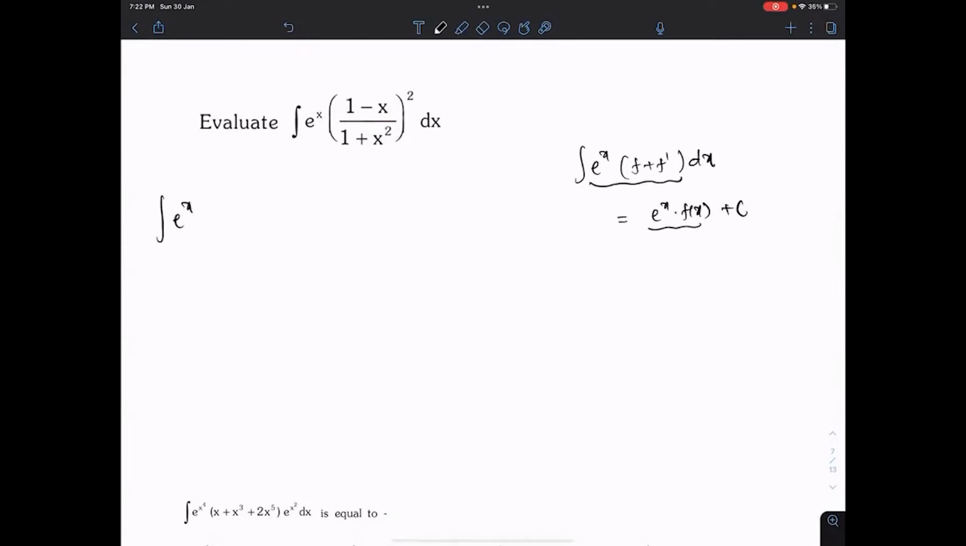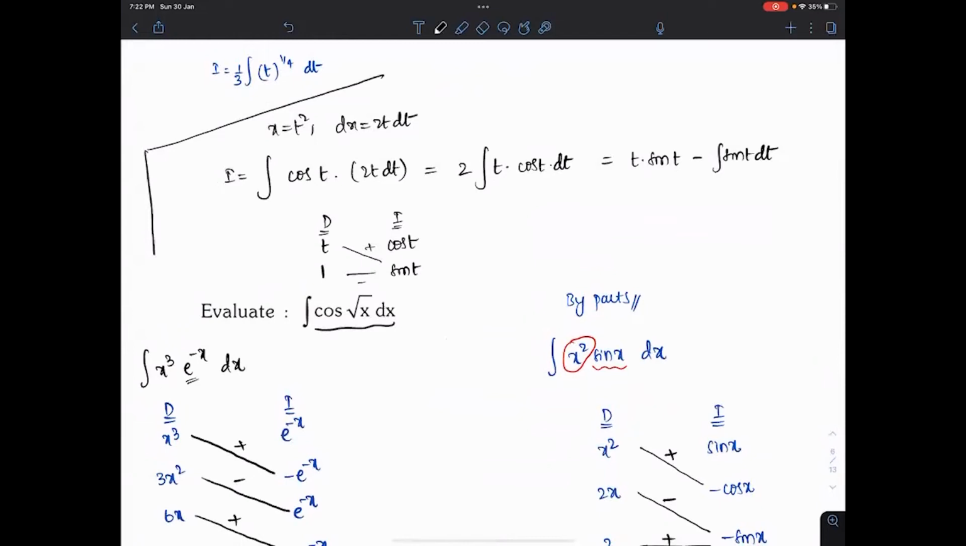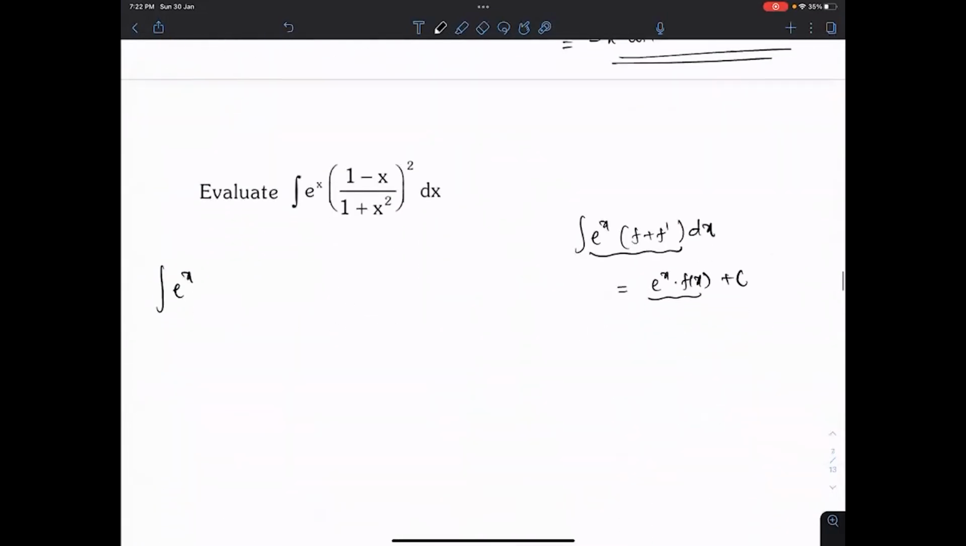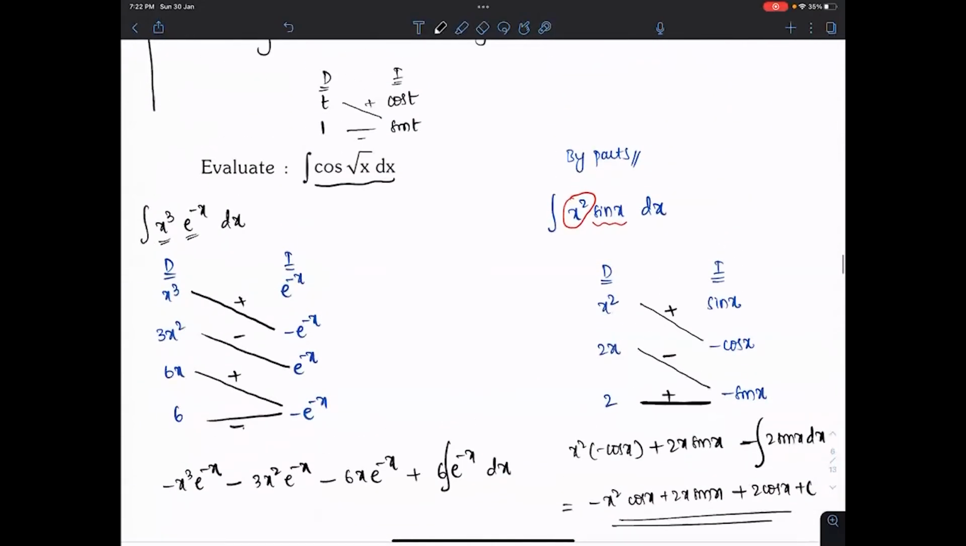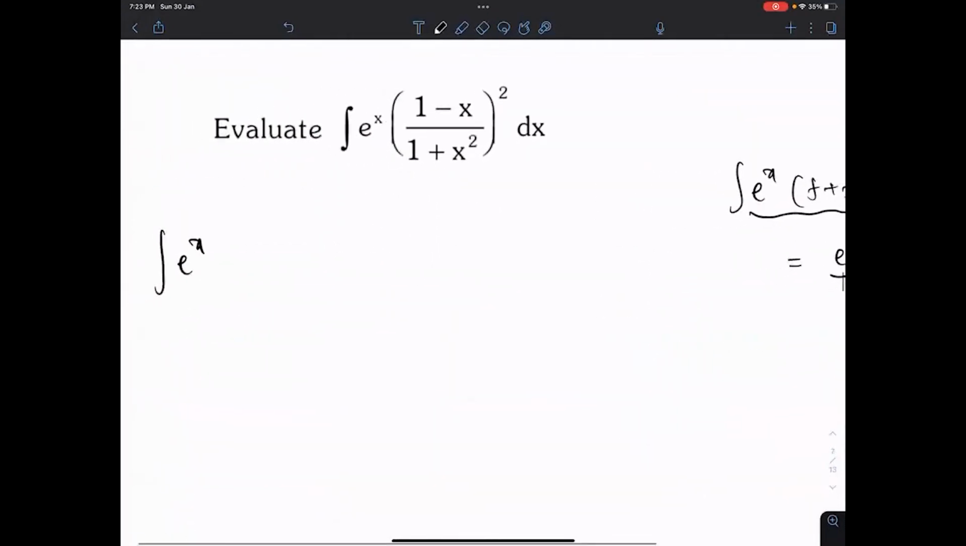Now let us see this one. Integral e power x into some other function is there. For example, e power x into x, or e power minus x into x cube. But there we are not trying to apply f plus f dash, because we know that if I do by parts, I will get the answer. But if you start doing by parts, differentiating or integrating this is very complicated. So try to write whatever function is multiplied as f plus f dash.